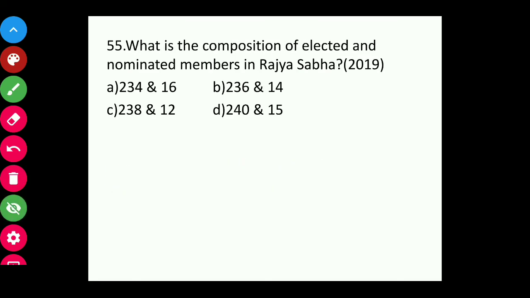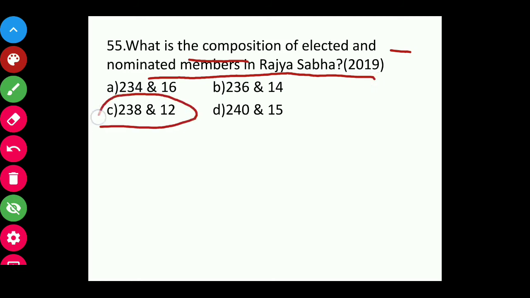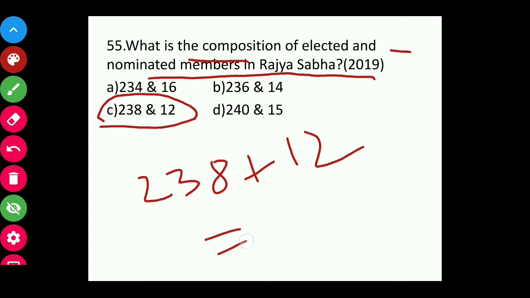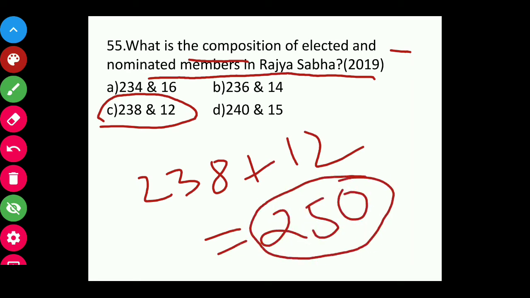What is the composition of elected and nominated members in Rajya Sabha? The answer is C. 238 plus 12 is 250. So the total strength of the Rajya Sabha is 250. 12 are appointed by the President of India.